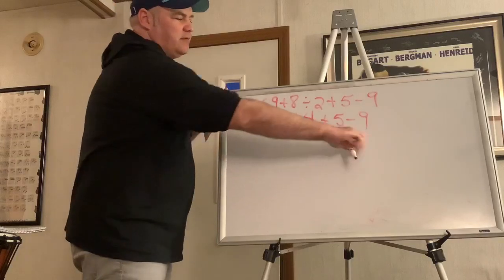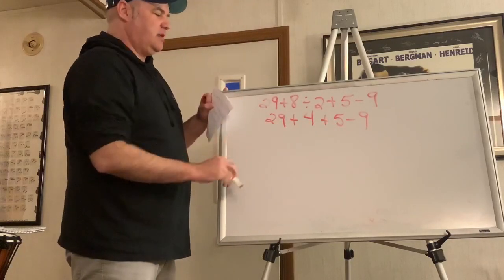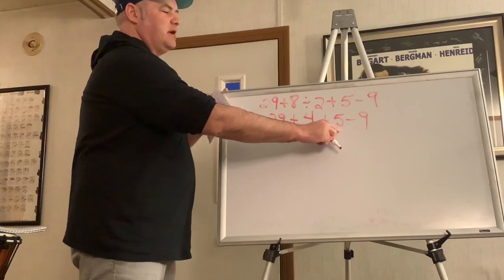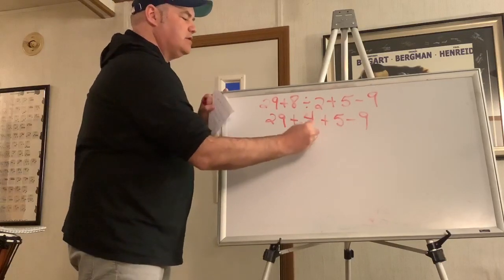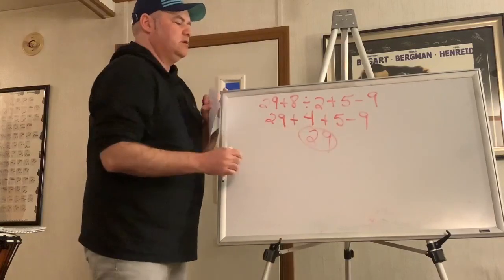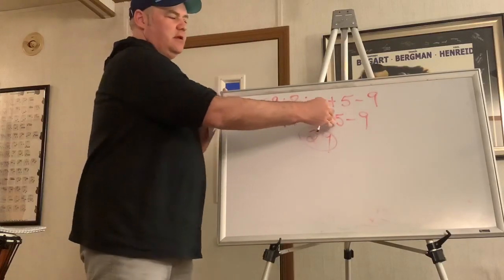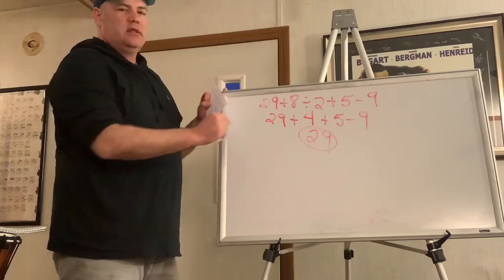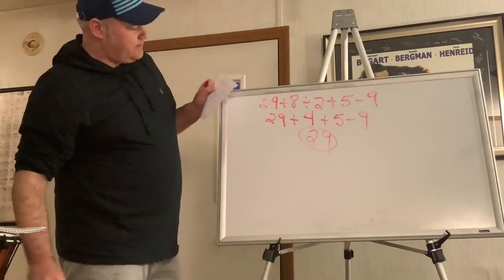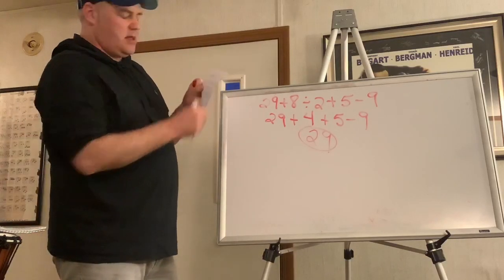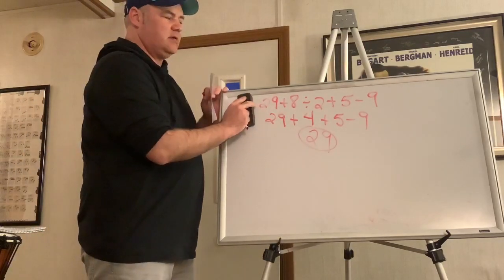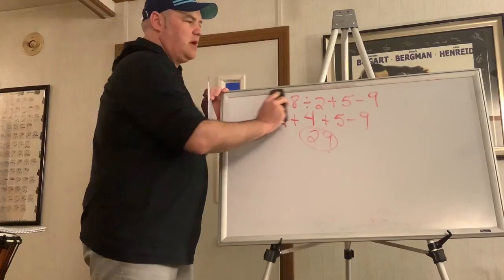And now I can go left to right because it's all addition and subtraction. So 29 plus 4 is 33, plus 5 is 38, minus 9 is 29. Okay, so that's the answer to the first problem. All right, and if you need to stop and pause it to check and go through it, do that.